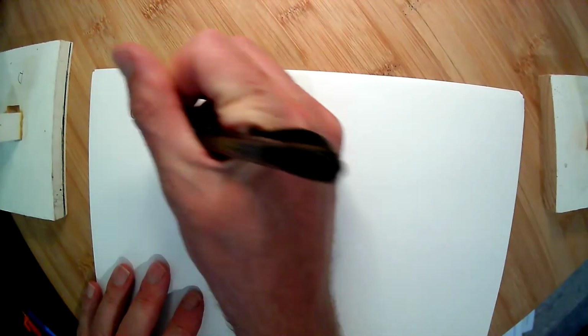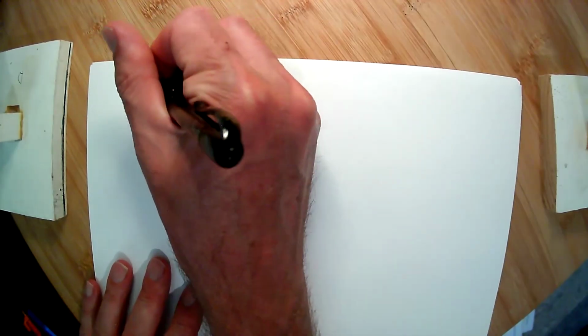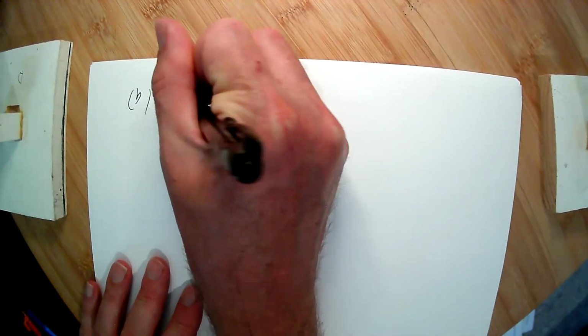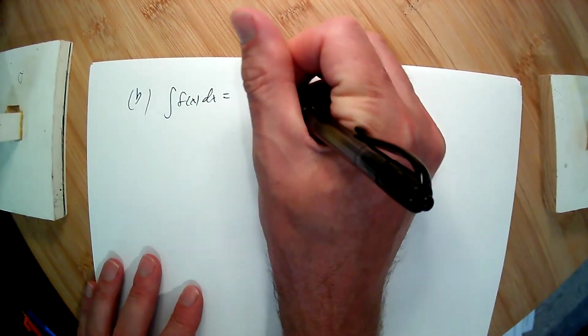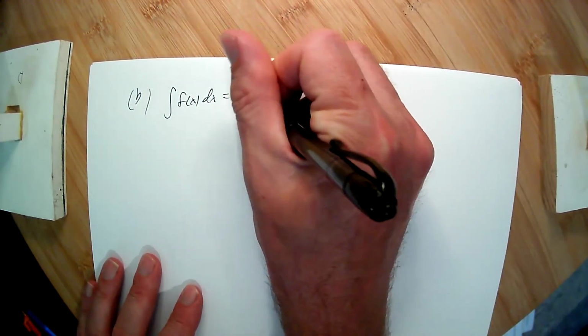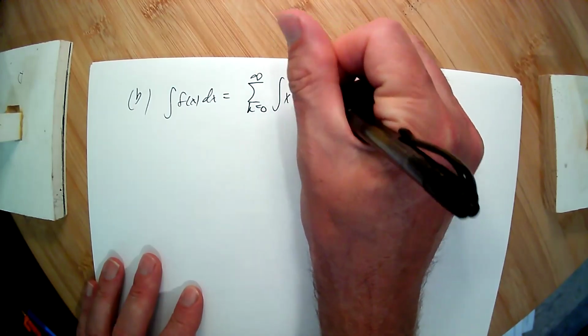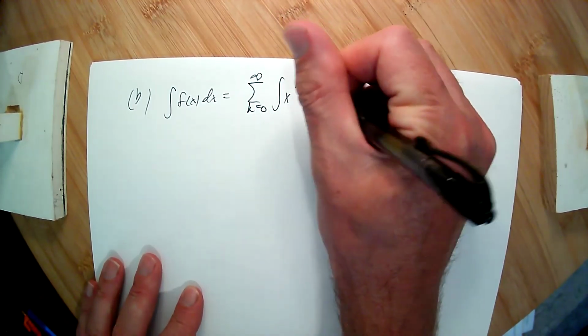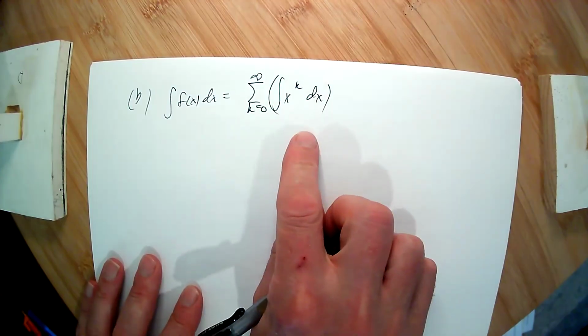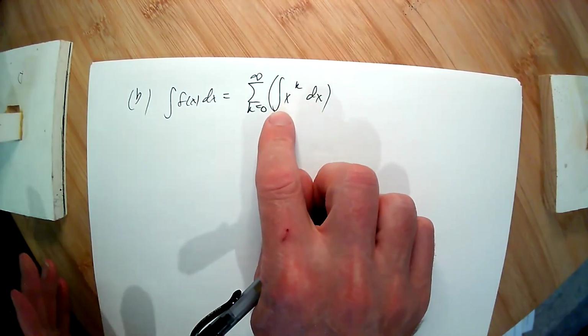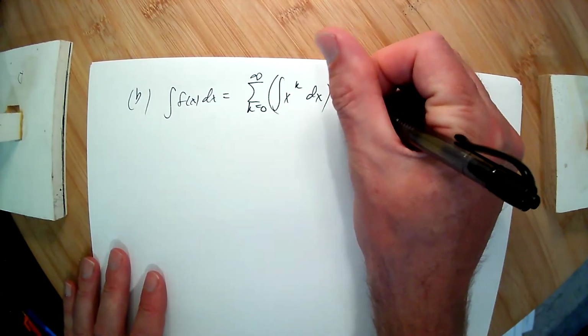I have time. So let's look at B. So what is the integral of f of x dx? Okay, so that's going to be the sum, k goes from 0 to infinity of the integral of the x to the kth powers. You just integrate term by term, all right? So you're adding 1 to the power and you're dividing by the new power every step of the way.